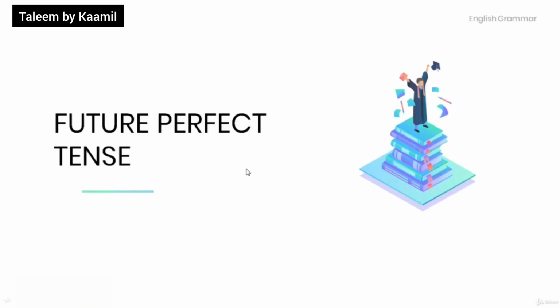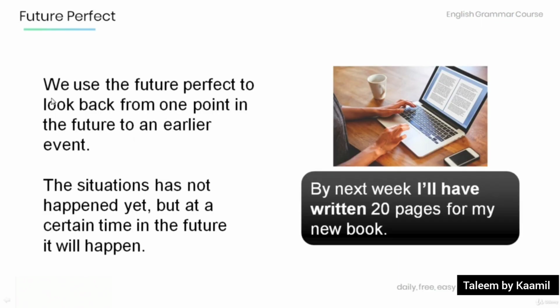Welcome to this tutorial. Today we're going to talk about the future perfect tense. Let's get started. Now we use the future perfect to look back from one point in the future to an earlier event. Now the situation has not happened yet, but at a certain time in the future, it will happen.